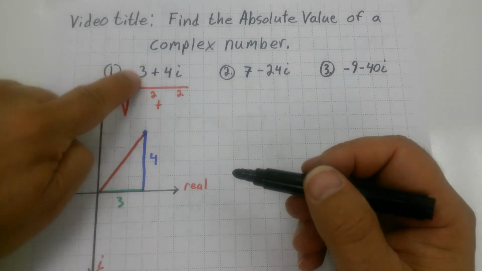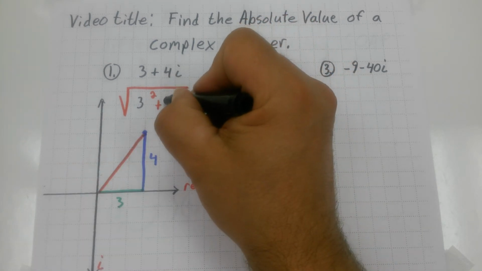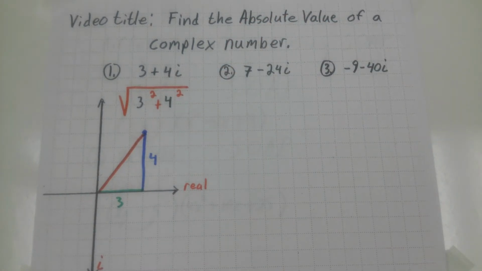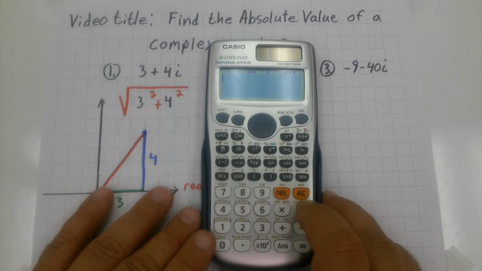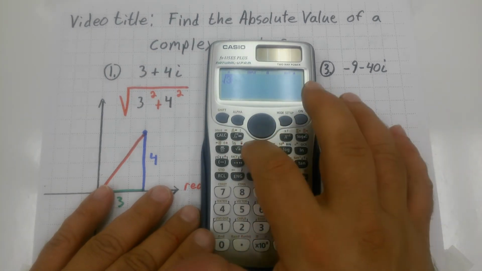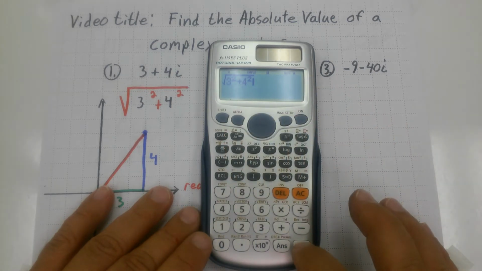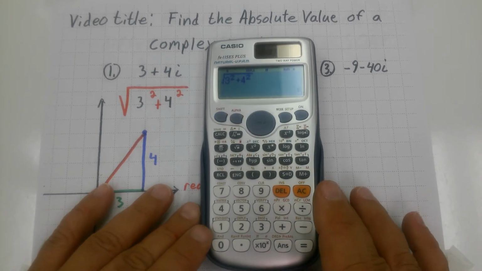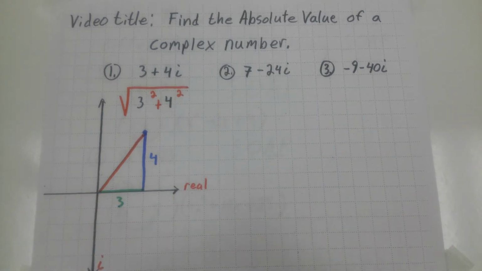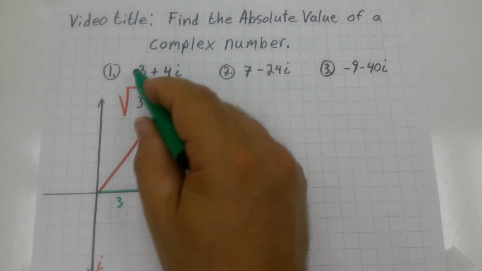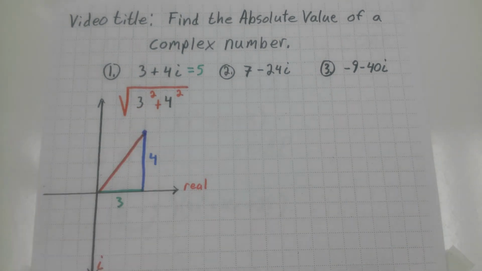So the 3 goes here, and the 4 goes there, and the square root of 3 squared plus 4 squared, I really don't need a calculator to do it, but for some of the bigger numbers it would be a little convenient. 3 squared I know is 9, plus 4 squared I know is 16, and 9 plus 16 is 25, but when I square root that, it gives me the answer pretty rapidly, and that's just going to give me 5. So the absolute value of this complex number is 5. And I did it graphically and using the Pythagorean Theorem.